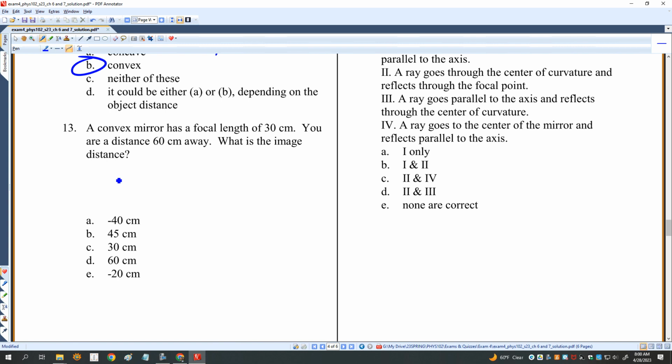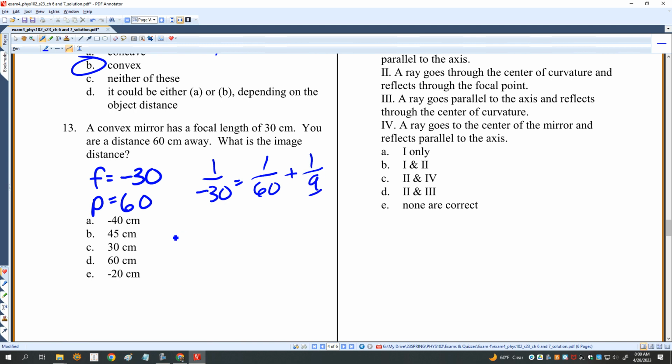Convex mirror has a focal length of 30 centimeters. F is equal to negative 30 for a convex mirror. P is equal to 60, and I want to know just what is the image distance. So 1 over negative 30 equals 1 over 60 plus 1 over q. That's negative 2 over 60 minus 1 over 60 equals 1 over q. It's 3 over 60, so q is equal to negative 20.